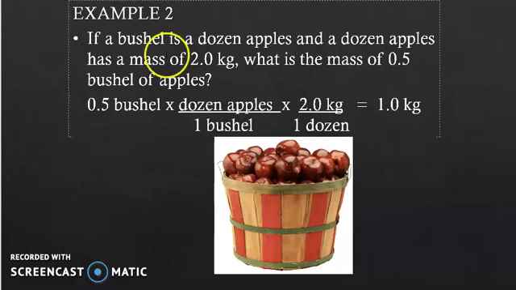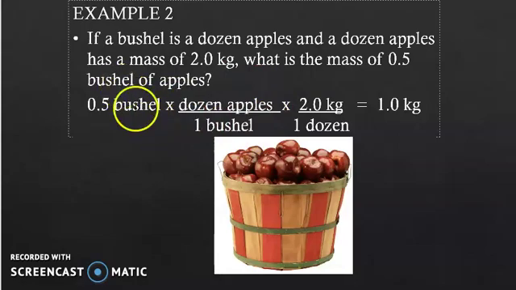If you have a bushel, that's equal to 1 dozen, and a dozen apples is equal to 2 kilograms. Those are 2 different conversions. What is the mass of 0.5 bushel of apples? So I always start with my unknown, my given here. 0.5 bushel is what I'm starting with. I know that 1 bushel is equal to 1 dozen apples, so that's my conversion here.